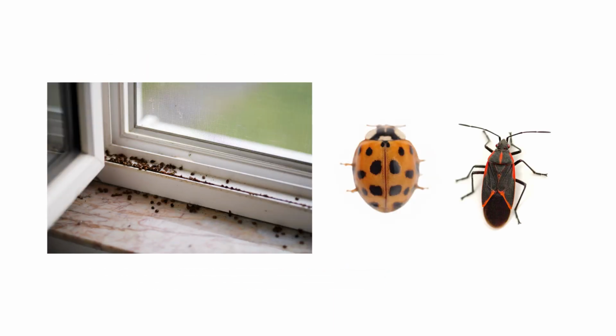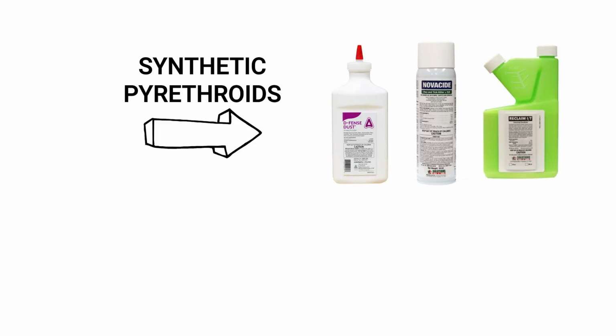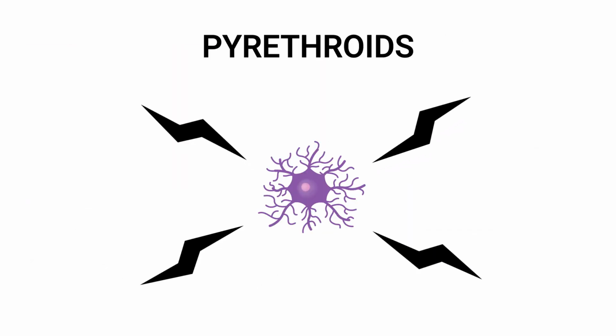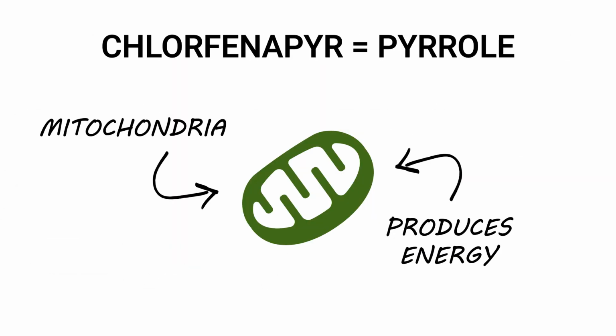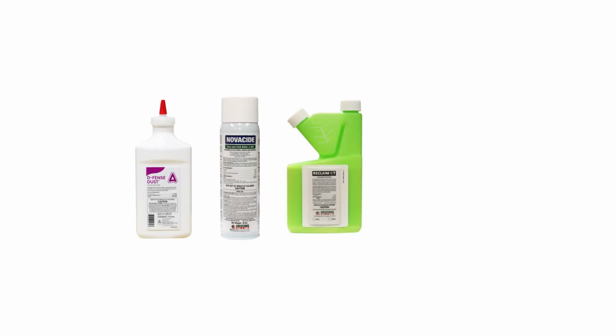Spectre PS is made with the active ingredient Chlorfenapyr, a slow-acting chemical. Chlorfenapyr offers a different mode of action from many insecticides that use synthetic pyrethroids. While pyrethroids target the nervous system, Chlorfenapyr is a pyrrole, which inhibits energy production. This makes Spectre PS a great product to use in any pesticide rotation plan to minimize pesticide resistance.